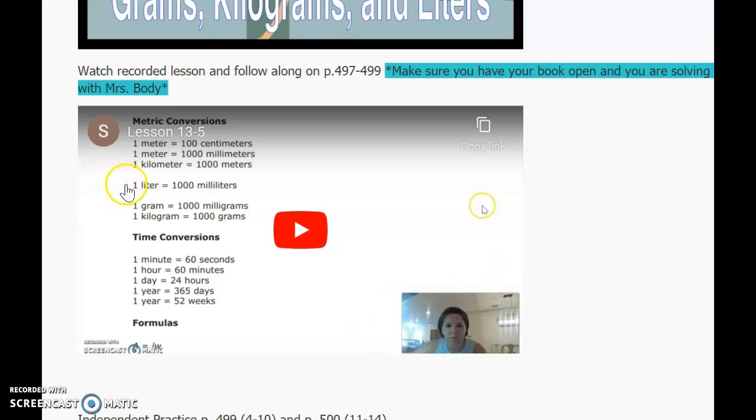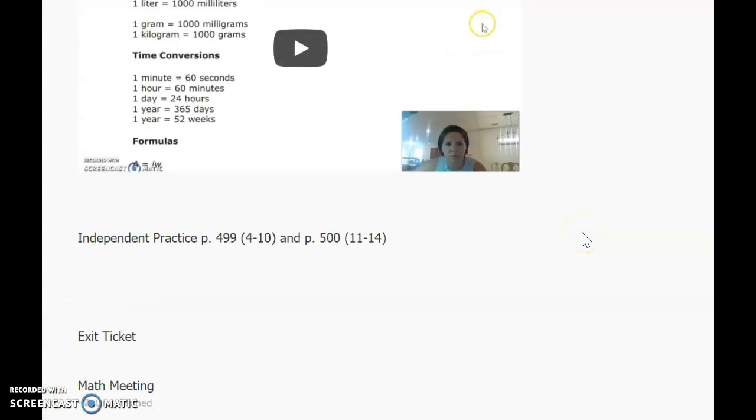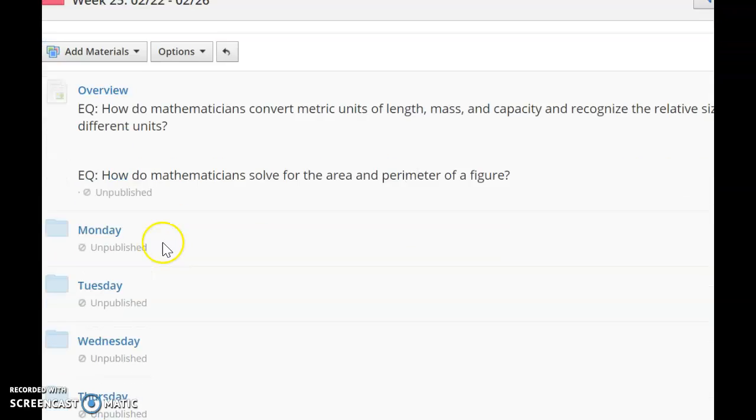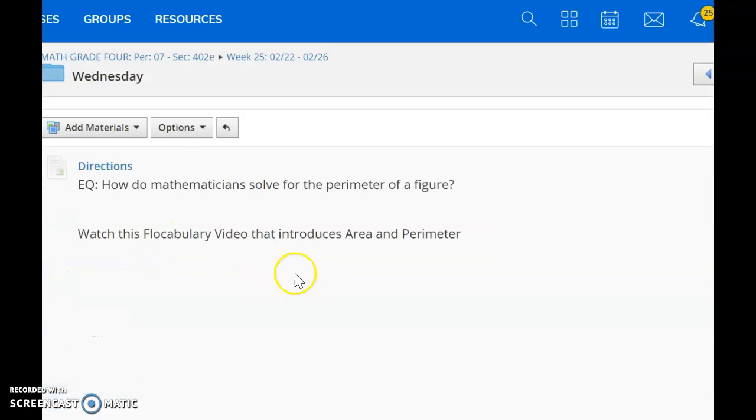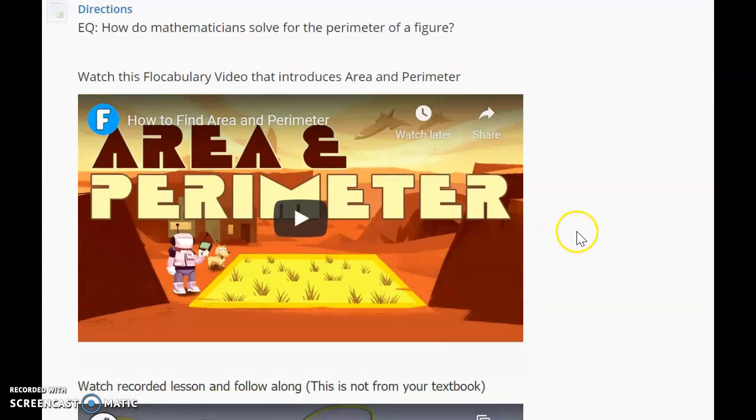And we're going to talk about liters, and then these measurements right here, grams and kilograms. You do have some independent practice and an exit ticket, and we'll meet at 2 o'clock to go over those problems. And on Wednesday is now where we shift into area and perimeter.